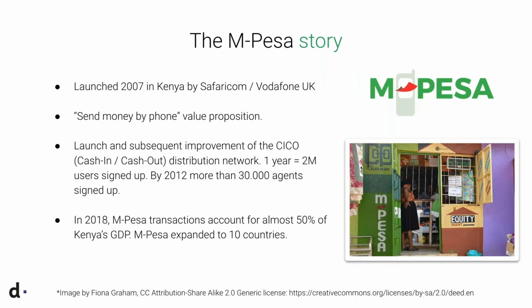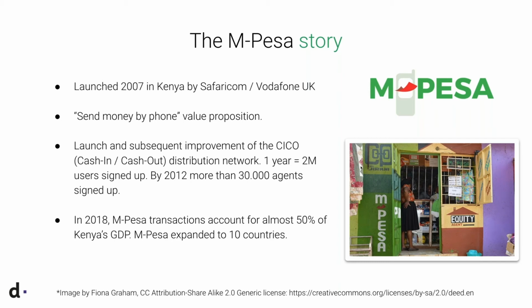So to illustrate this, I'm just going to focus on the M-Pesa story. M-Pesa is the most popular mobile money payment method in Kenya. It was launched in 2007 in Kenya by Safaricom. Safaricom is partially owned by Vodafone in the UK. So the idea was initially thought by Vodafone in the UK. They did some trial runs in 2006 and launched fully in 2007.